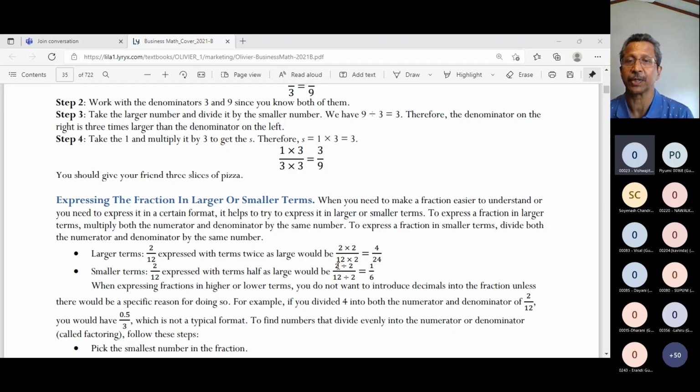Same number. To express a fraction in smaller terms, we have to divide both the numerator, that's the top one, and the denominator, the bottom one, by the same amount. Okay. So we'll have this example: 2 divided by 12, right? Expressed with terms twice as large would be.